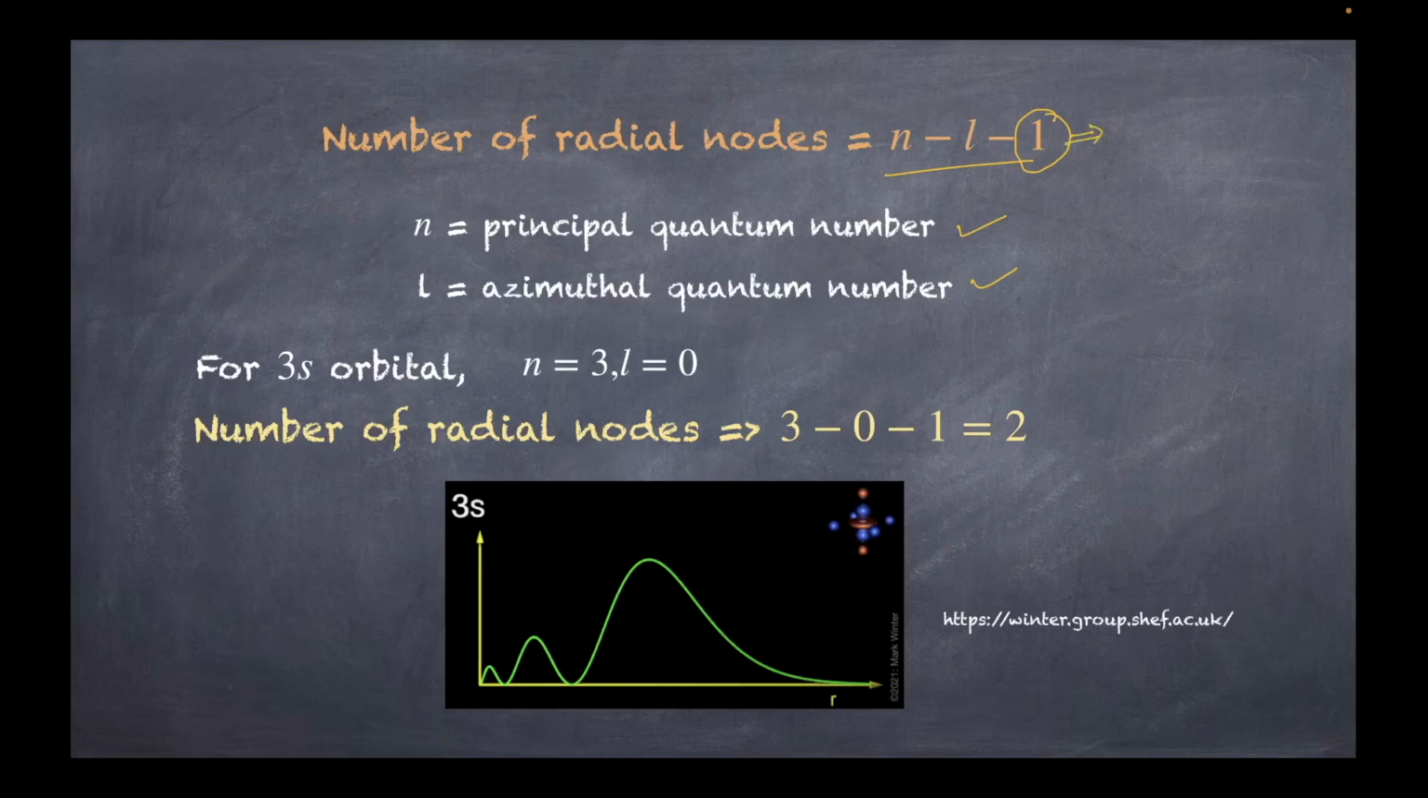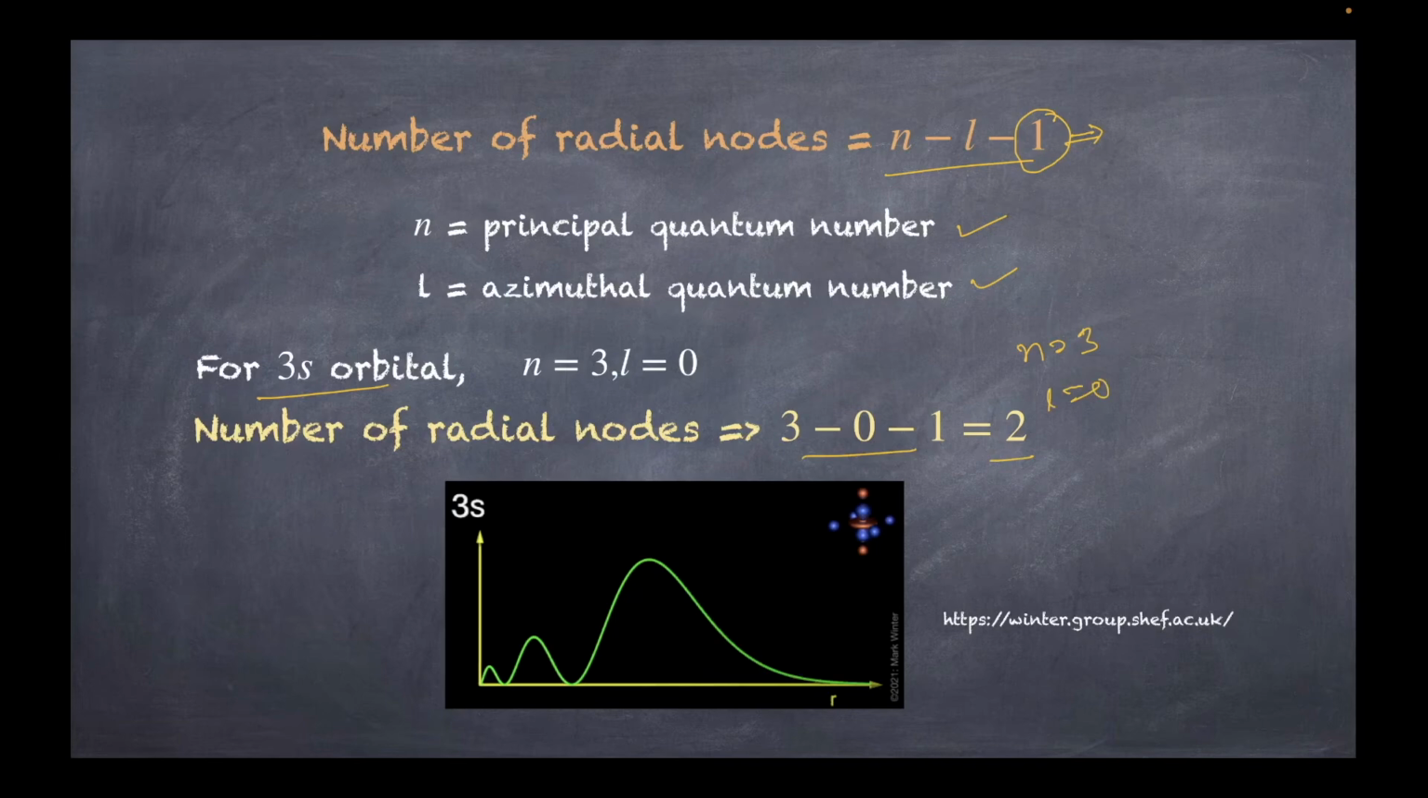Now let's calculate the number of radial nodes for the 3s orbital. So for the 3s orbital, we know n equal to 3, and for s orbital, l equal to 0. So n minus l minus 1, that means 3 minus 0 minus 1 equal to 2. So for 3s orbital, there will be 2 radial nodes.